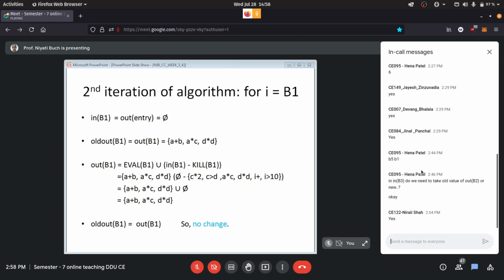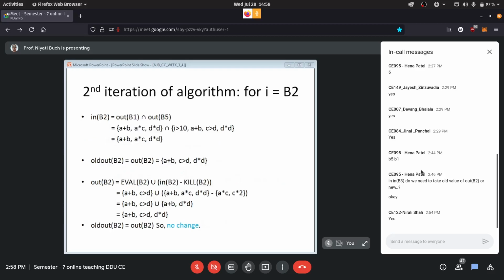So moving further for the next block, same steps we are going to follow. Again over here, we know that B2 has got two predecessors, one B1 and B5. So over here, we will take its intersection for inset. And for outset, we will take the old value and once again, we will recompute the value using our formula. Again for this block, we are not having any change because the values are same. So it's very good for us. Now let's see the next block.